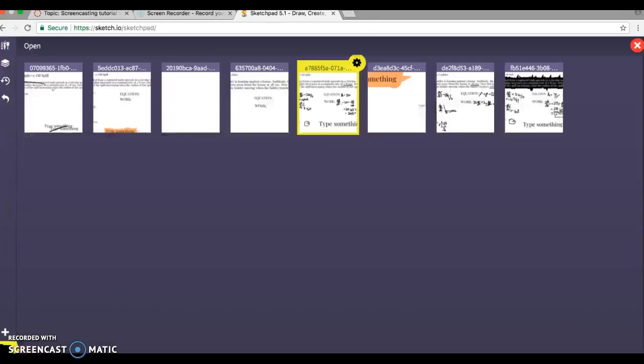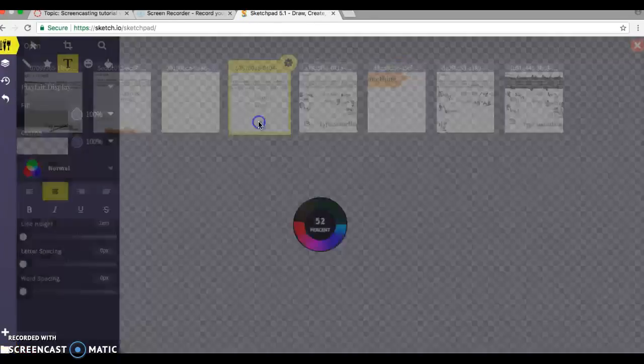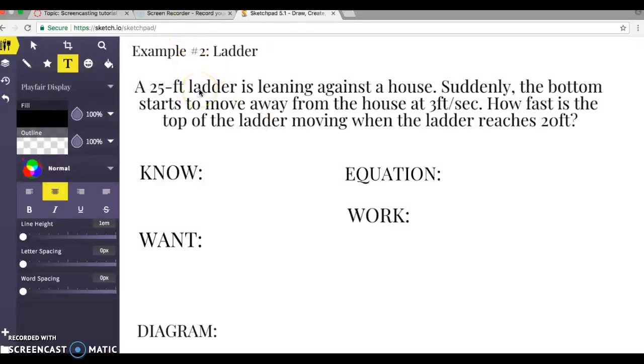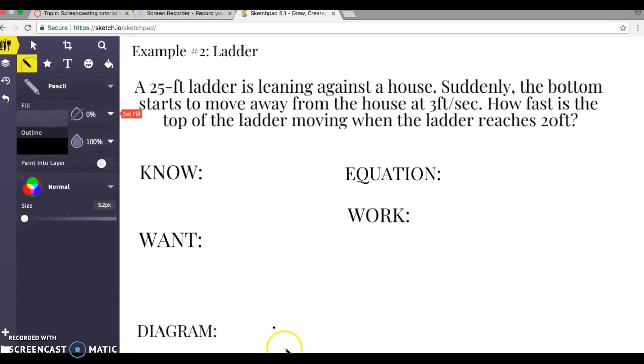Now the other type of problem today is a ladder problem. A 25-foot ladder is leaning against a house. Suddenly the bottom starts to move away from the house at 3 feet per second. How fast is the top of the ladder moving when the ladder reaches 20 feet? And again, I like to keep it organized with my little labels. But with this one, I like to start with a diagram. Otherwise, it gets confusing when you're trying to figure out what to put it as.